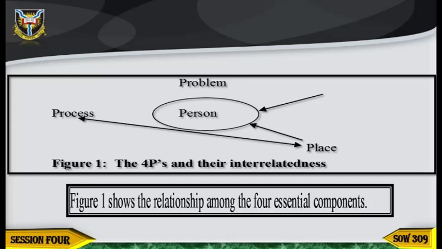The 4 Ps and their interrelatedness. Figure 1 shows the relationship among the 4 essential components. The problem a person, the client, has is related to both the place, which is the agency that will render service, and the process, which is the approach or method. Still, the process method depends on the agency, which is the place. The method to be employed also depends on the problem. Usually, it is the problem that will dictate the necessary process and place to go.